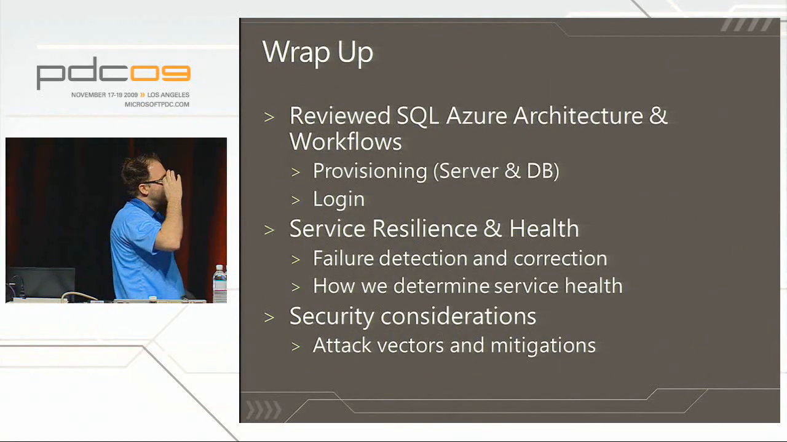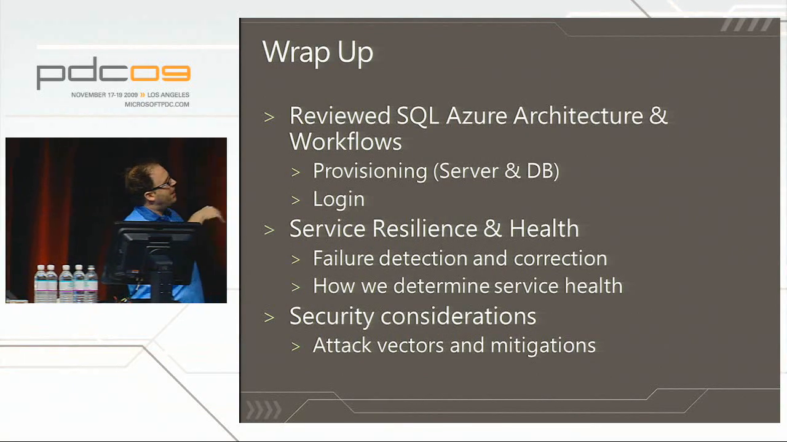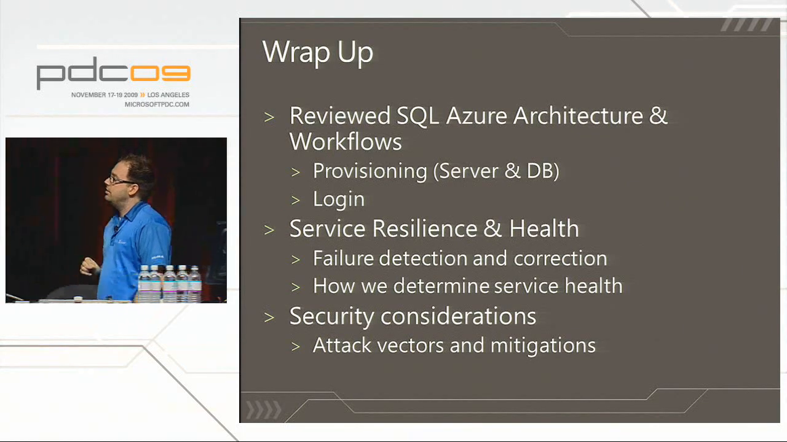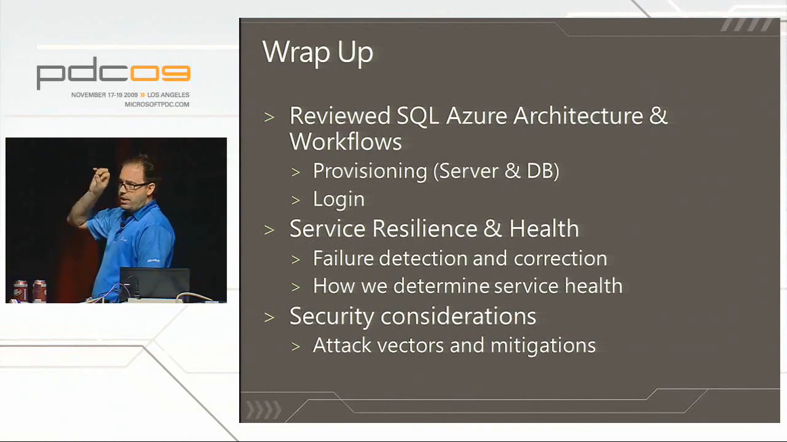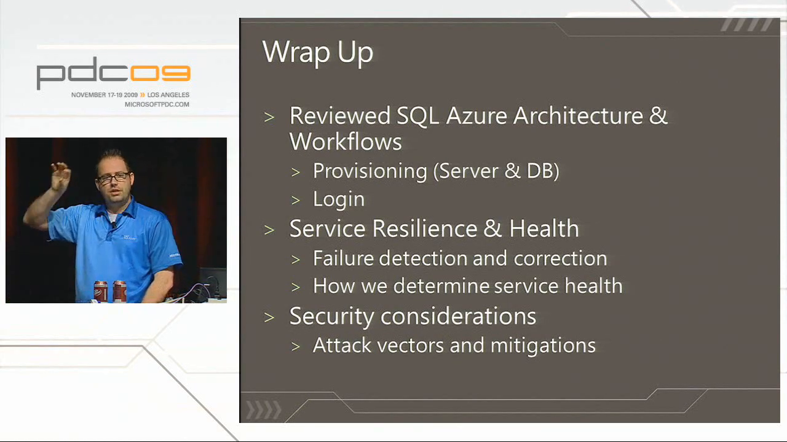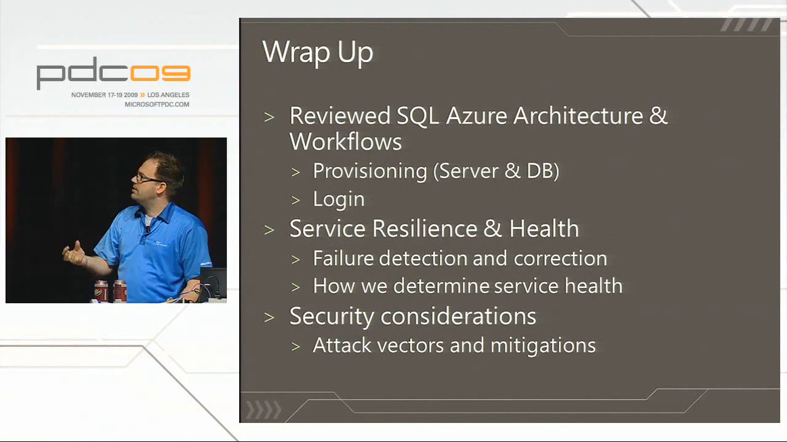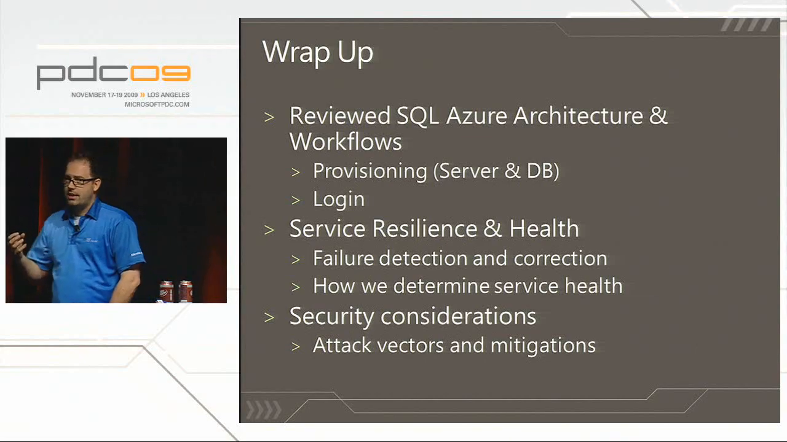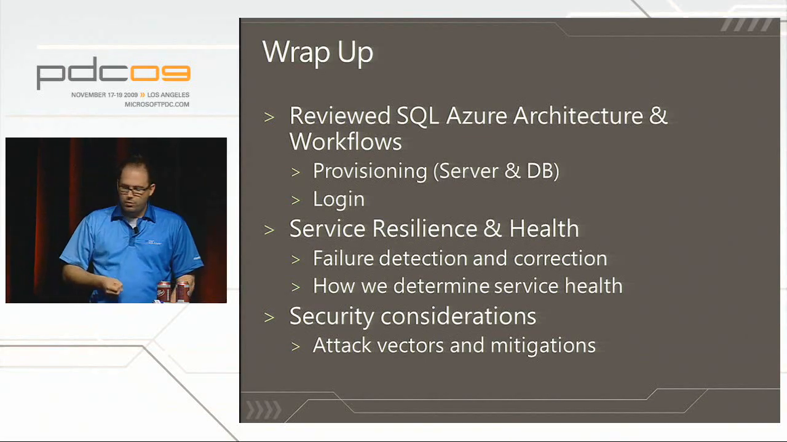So just to wrap up, we've talked a bit about the general architecture of the service. We've gone through the component layers, the network level topology. We've gone through how some of the provisioning process works at the server level, at the database level, and how the login process works. We've talked about service resiliency, how the service actually recovers from problems when it encounters them, and how we detect these things and try to fix them at runtime.